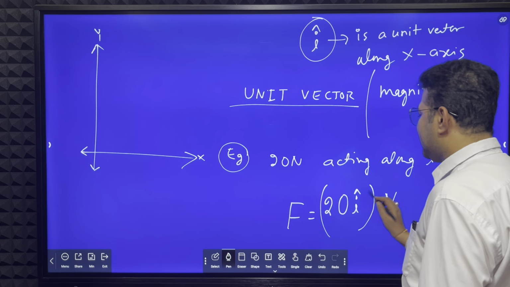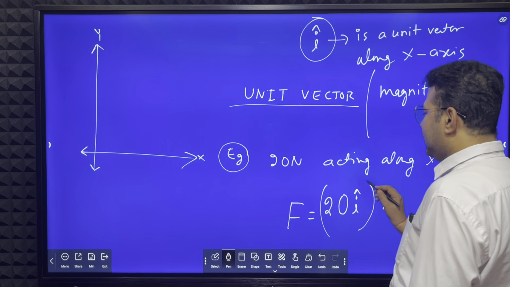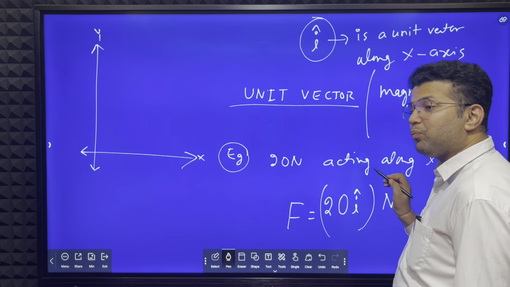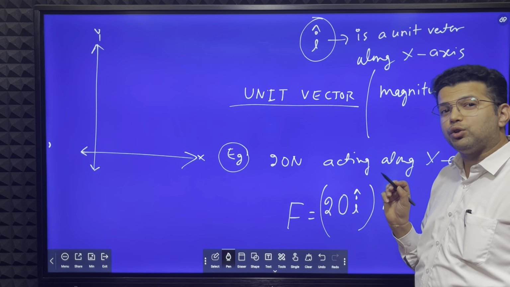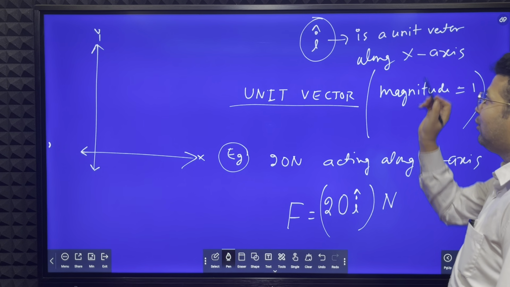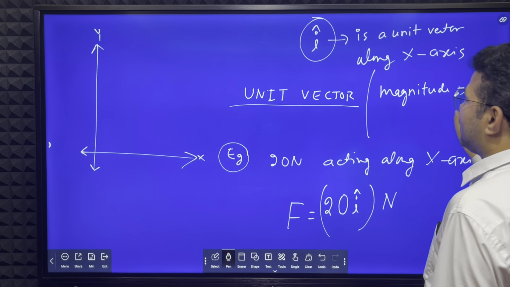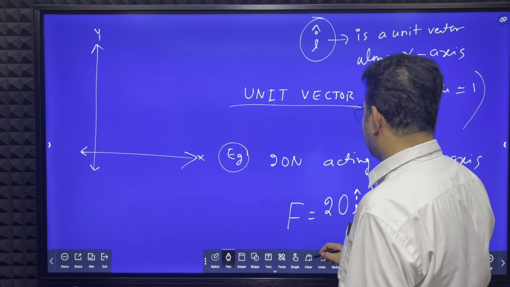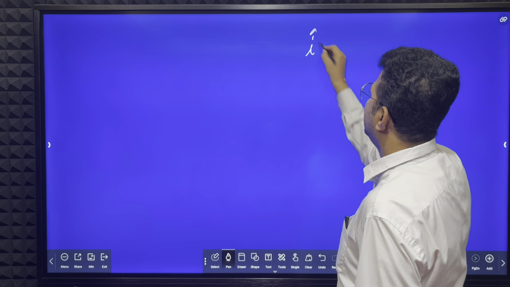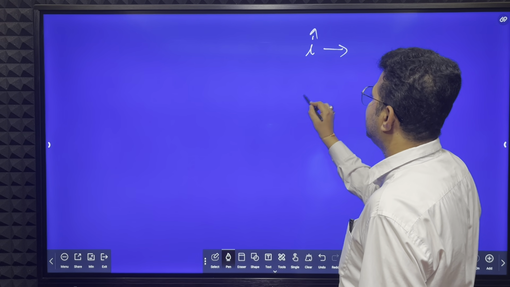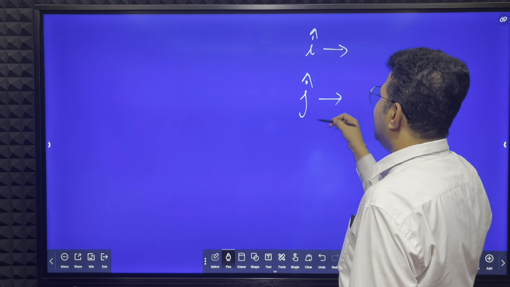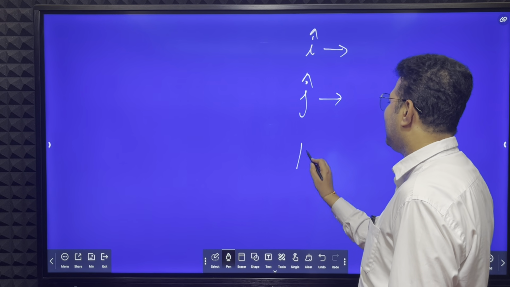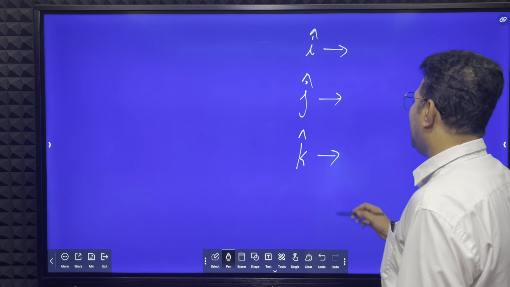What does this 20 I cap represent? 20 I cap represents that 20 Newton force is acting along x direction. Unit vector is used to specify direction. What is I cap? I cap is a unit vector along x-axis. Similarly, j cap is a unit vector along y-axis. Similarly, k cap is a unit vector along z-axis.